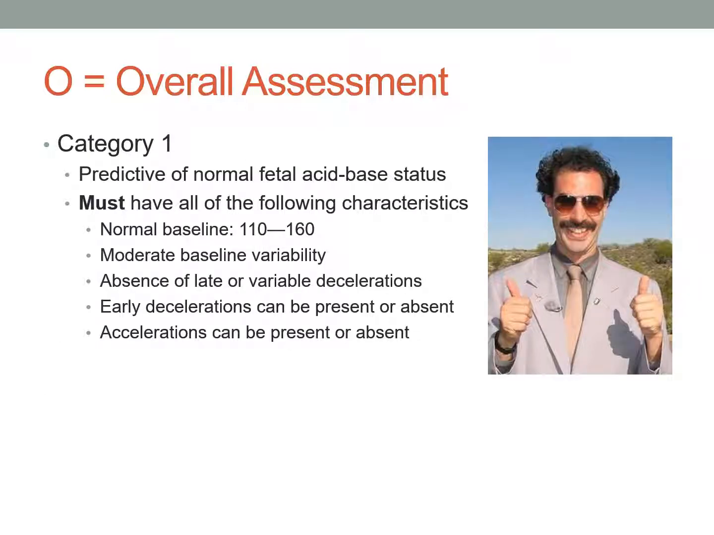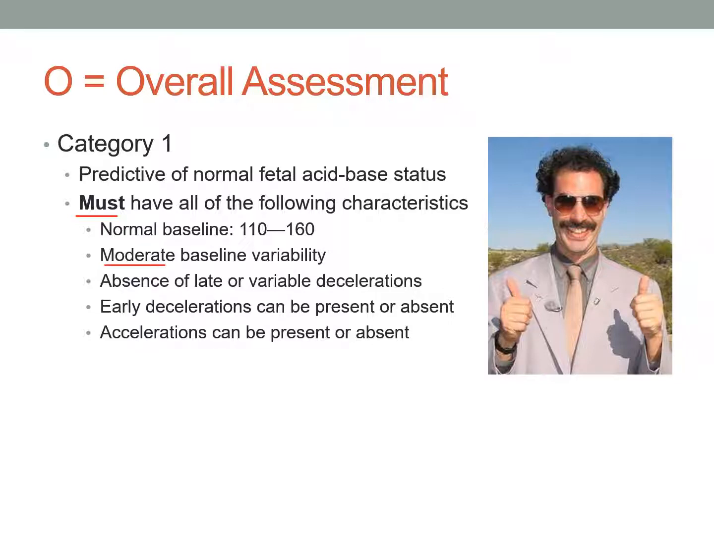All right. So category 1, you see a category 1 strip, you're happy. You know that the baby has a normal fetal acid base status. So a category 1 strip is predictive that the fetal acid base status is normal at the time you are viewing it. To be included in category 1, it must, no, this is a must, have all of the following characteristics. You got to have a normal baseline, so 110 to 160. You got to have moderate baseline variability.